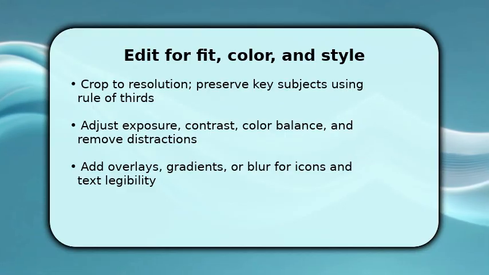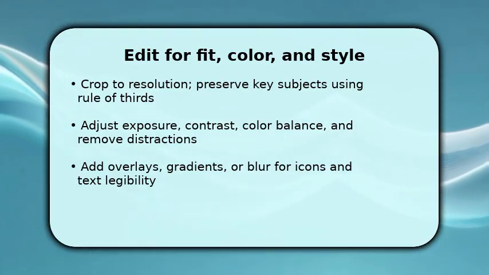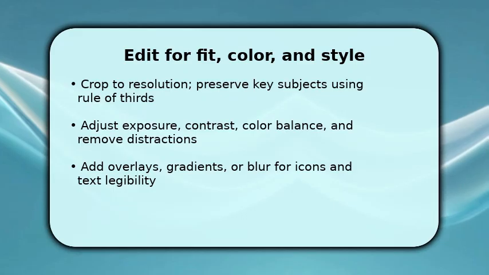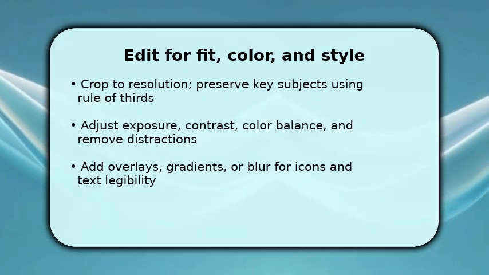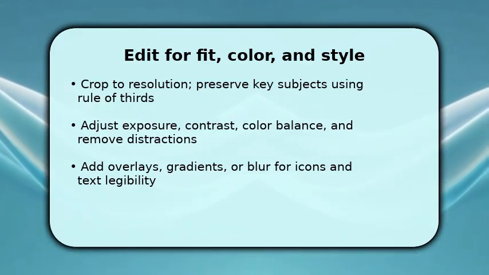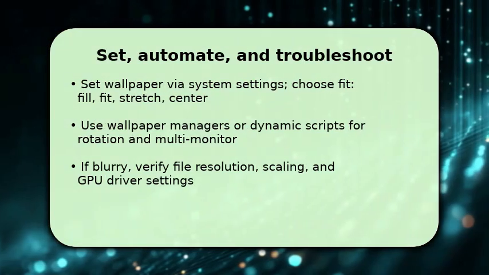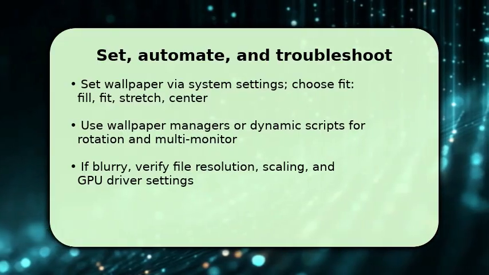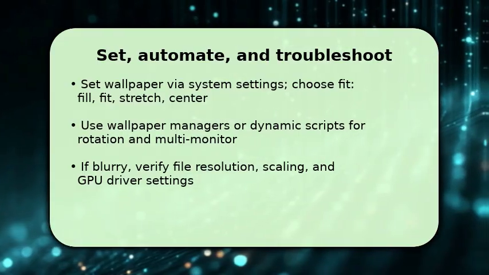If you need icons to remain visible, add a subtle vignette, gradient, or Gaussian blur behind the center area. This improves legibility and gives a polished look. Save progressive versions so you can revert if a change fails. Apply the final image through your OS wallpaper settings and select the correct fit option. Choose fill or center depending on composition.